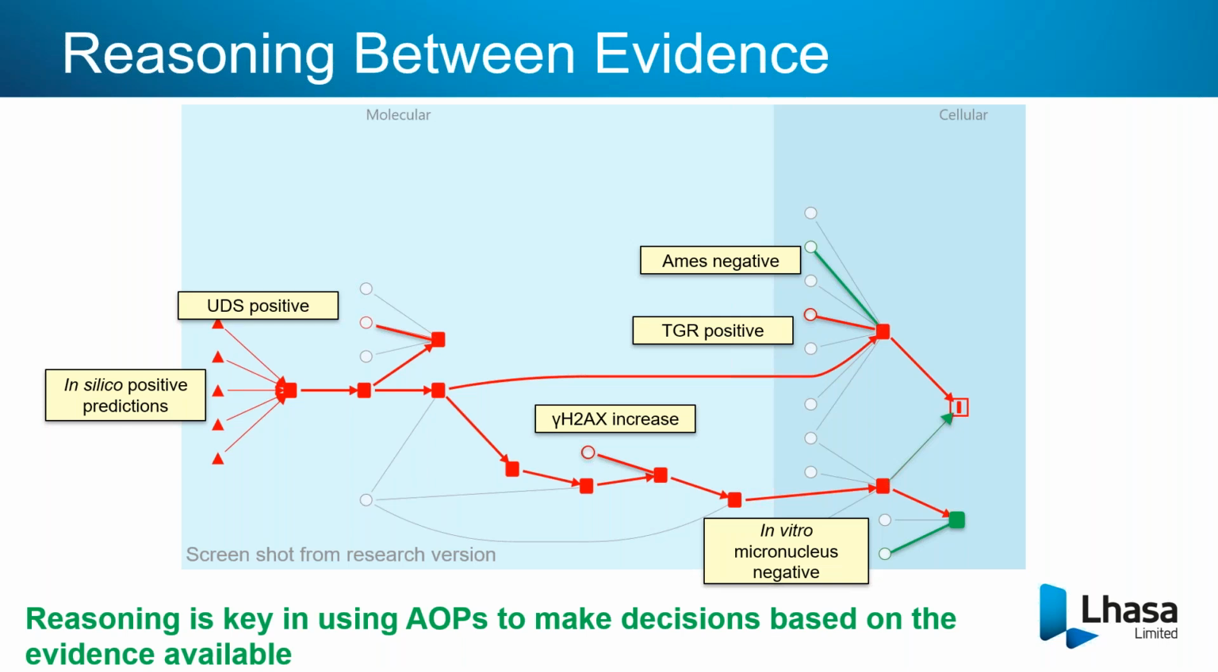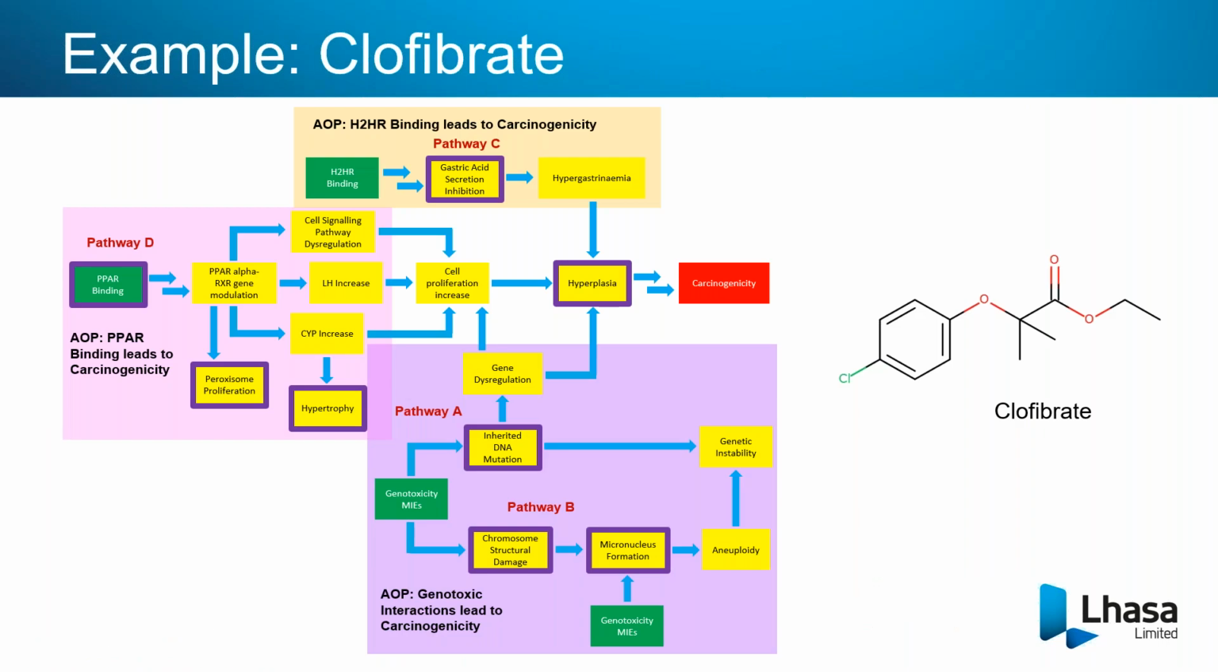And then thinking about the position of the evidence on the AOP as well, and how you would consider results from evidence closer to the adverse outcome than those earlier in the pathways. So just to give you a brief example, we can illustrate how to make a hypothetical assessment of clofibrate using the AOP framework. Here I've identified 3 AOPs which clofibrate could go through to cause CARC.